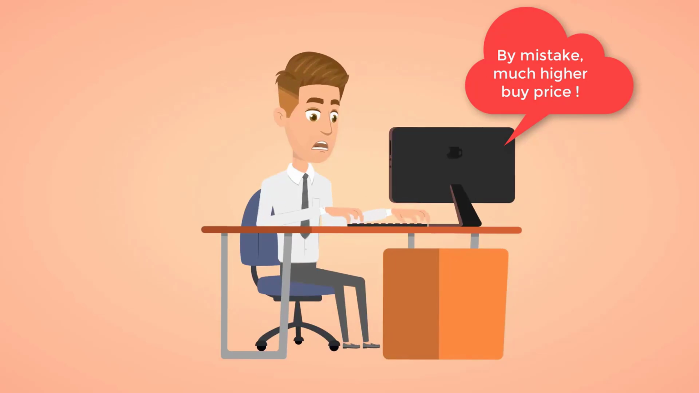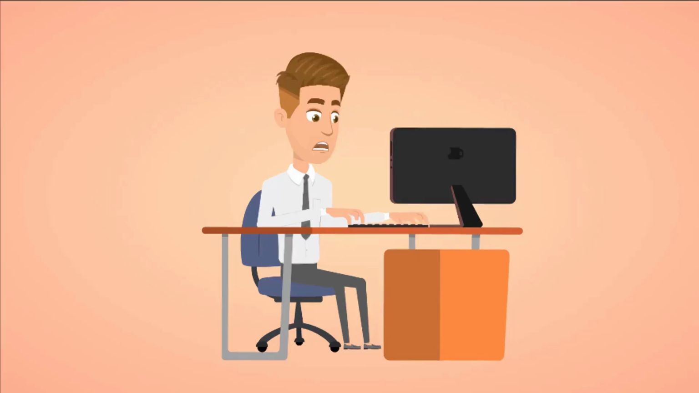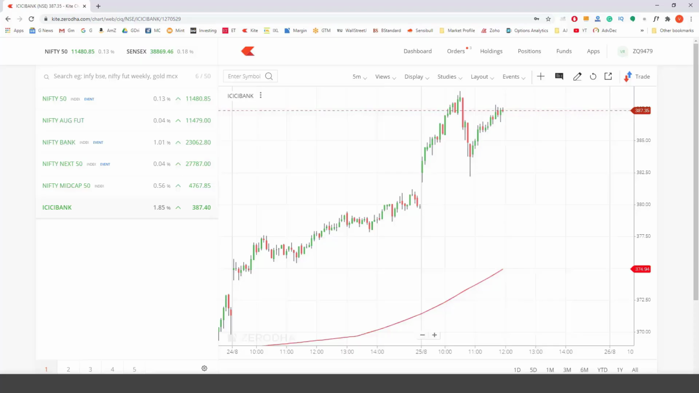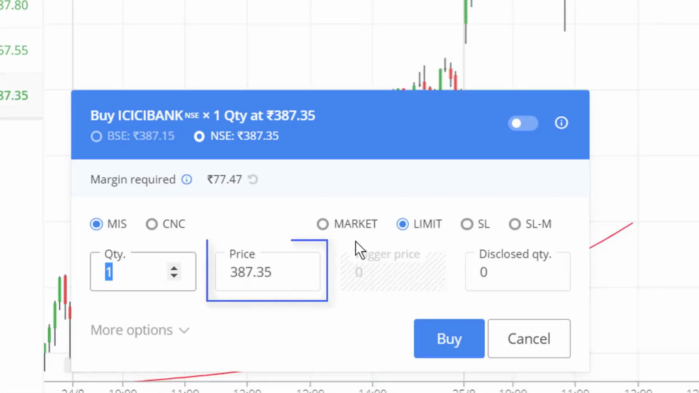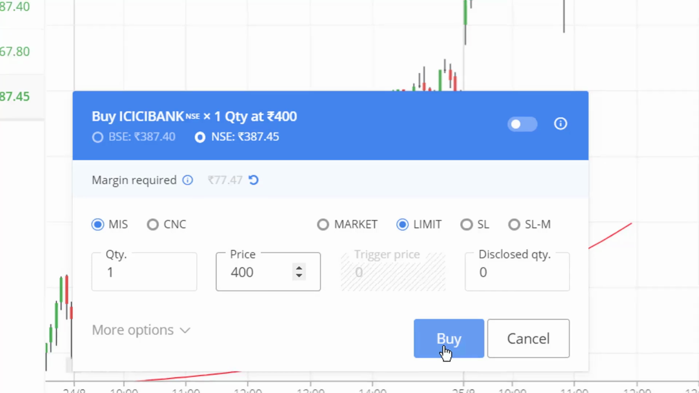Actually not. In these cases, the stock exchange is very smart and it realizes that you have made a mistake. Let me explain this with an example. Let's say I want to buy one share of ICICI Bank, but instead of giving a price of, let's say, 387 rupees, I enter 400 rupees by mistake. I want to see whether the stock exchange executes my order at 400 rupees or whether I get something reasonable. So let's try this out. I'm going to place my order. Now let's go and check what the price eventually was.